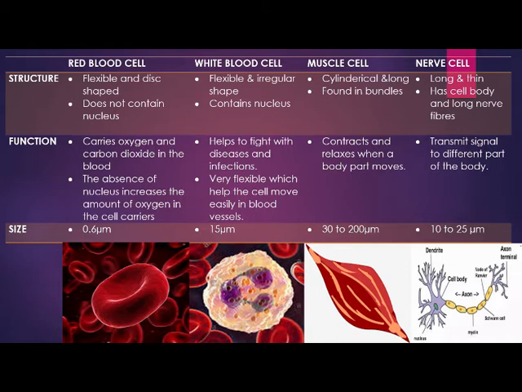The nerve cell. The nerve cell structure is that they are long and thin. They have a cell body and a long nerve fiber. The function of a nerve cell is that they transmit signals to different parts of the body. The size of a nerve cell varies from 10 to 25 micrometer. And there is an amazing fact about nerve cells. There are approximately 86 billion nerve cells in the human body.